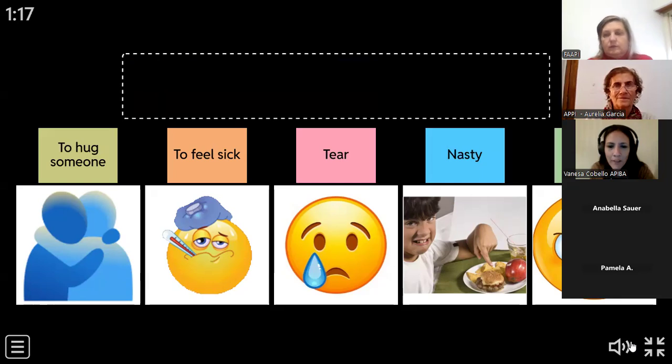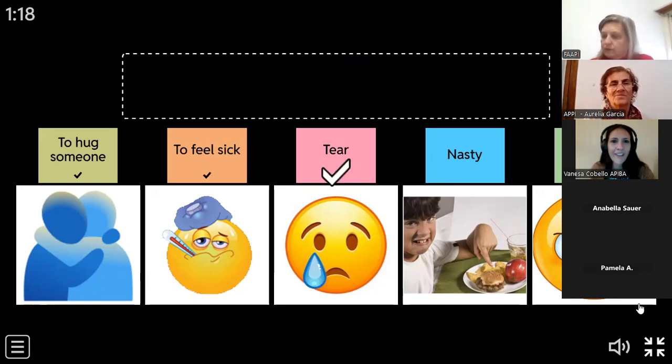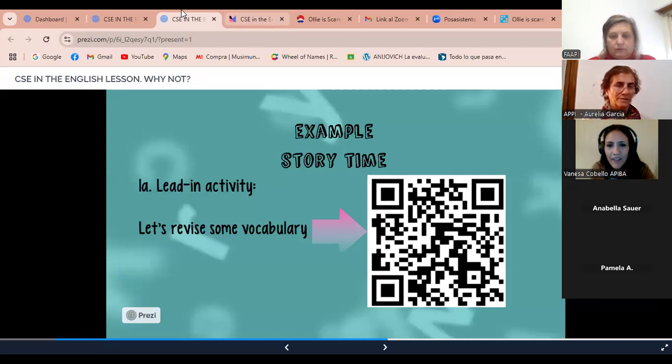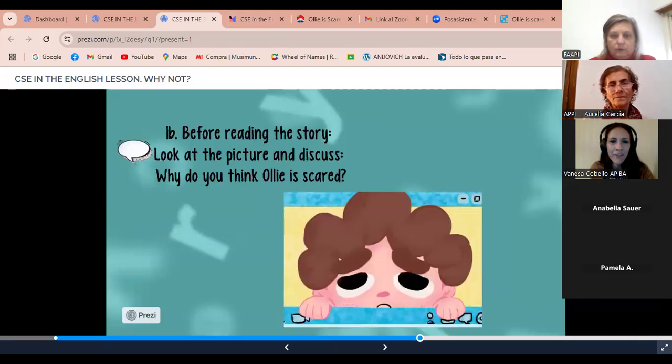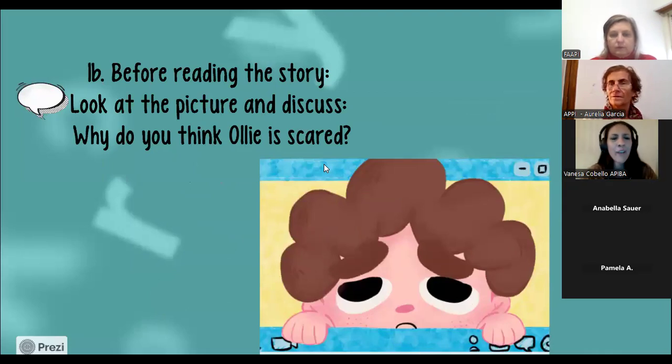And it was great. Okay, good. So this was our first activity, okay? And now I need you to talk if you want, okay, right? It says, before reading the story, look up a picture and discuss. Why do you think that Ollie's scared? Ollie's Scared is the name of the story that we are going to read about. Why do you think that Ollie is scared? You can talk, you can participate as if you were students.